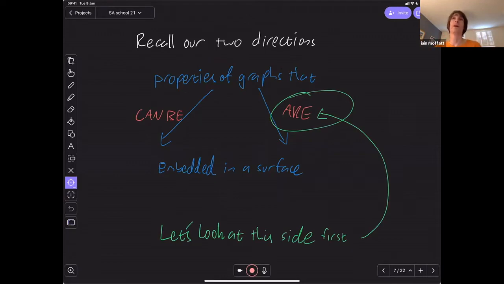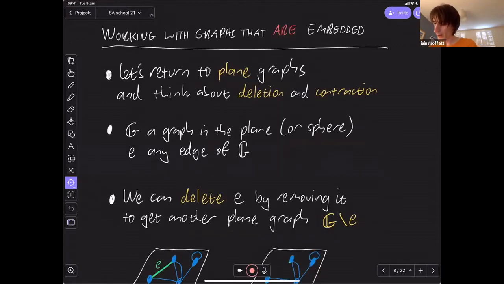Okay, so far, just a review of classical things. So let's recall our 2 directions. We've got properties of graphs, and we can embed them in surfaces. We have this choice of looking at when graphs can be embedded, and thinking about graphs in the abstract. But instead of that, let's look at the properties of graphs that already come embedded. They actually come with a fixed drawing in the plane. Let's start approaching them by bringing together what we've got. So let's return to plane graphs.